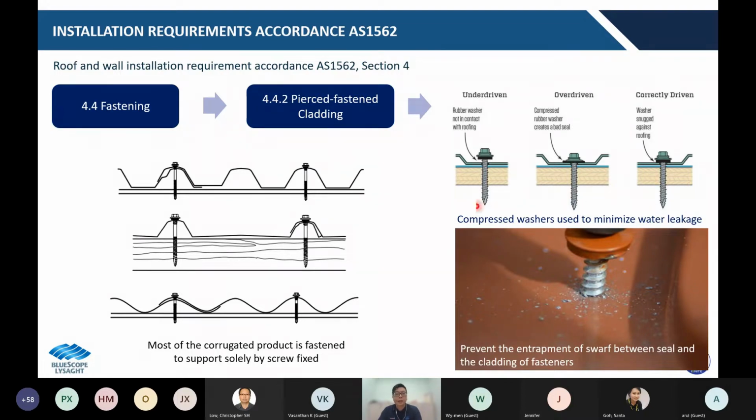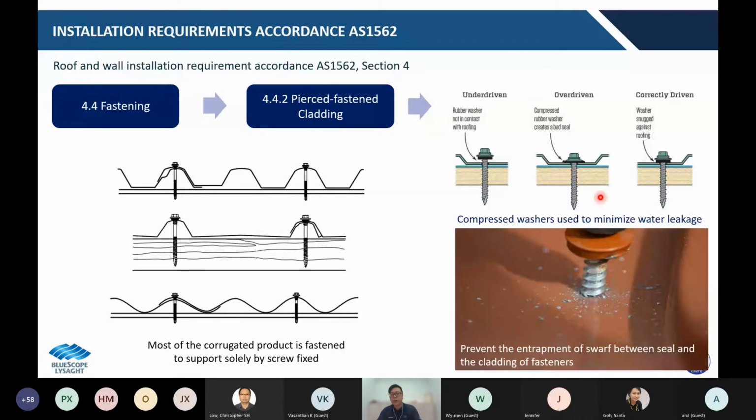So in the clause of 4.4.2, pierce fastener cladding, it stated that the washer shall be compressed to minimize the water leakage. So the washer is the black color here under the screw head. We call it the rubber washer. Okay, so the clause states that you need to compress the rubber washer so that to minimize the water leakage.